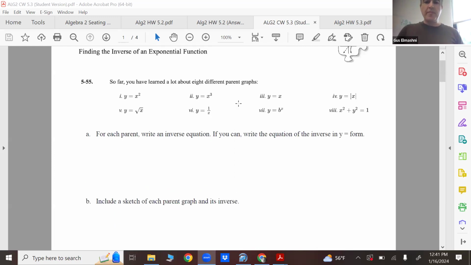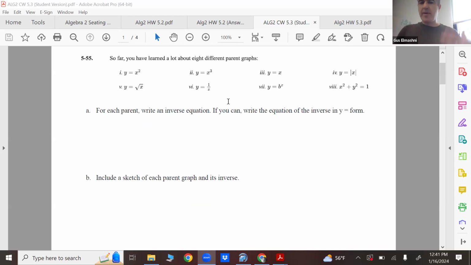So you've learned about parent graphs, right? So we have x squared, we have x cubed, we have y equals x, absolute of x, root x, 1 over x, b to the x, x squared plus y squared equals 1. For each parent, write an inverse equation. If you can, get y by itself.